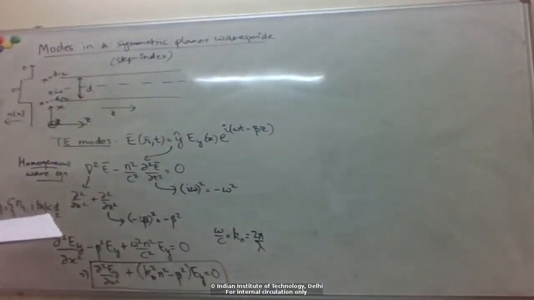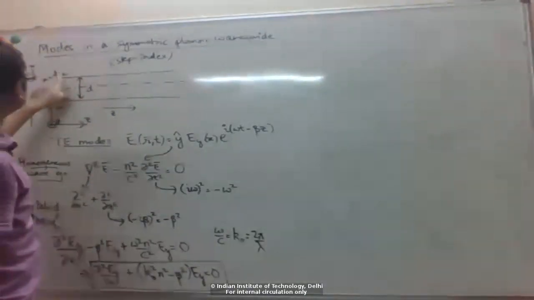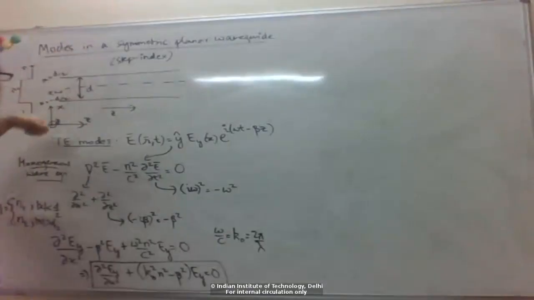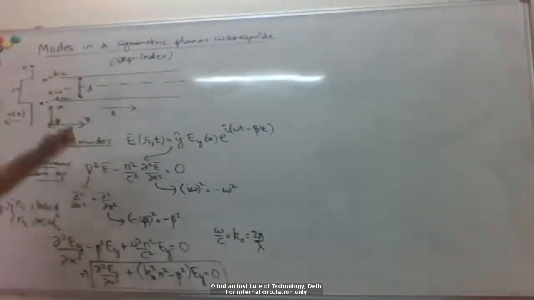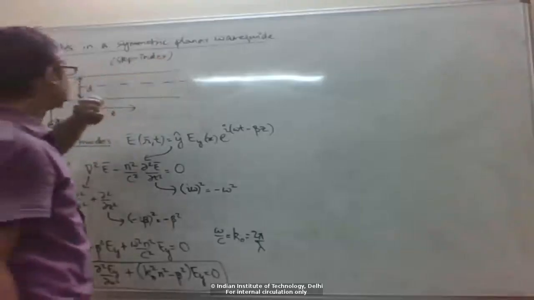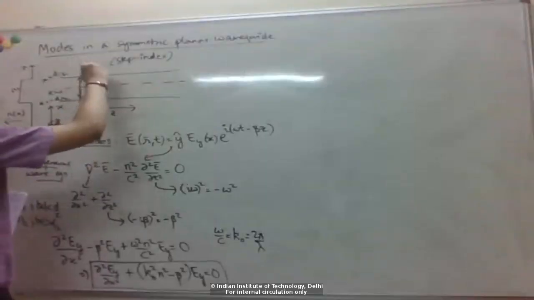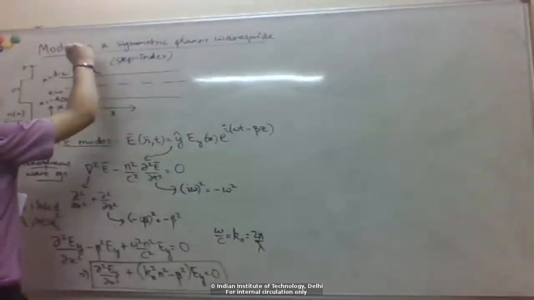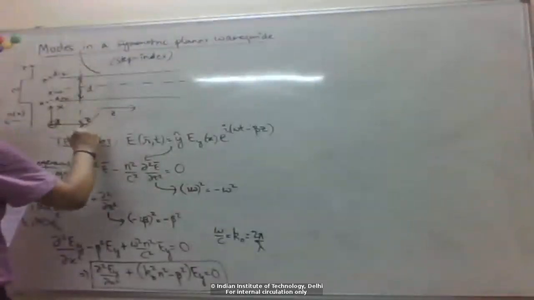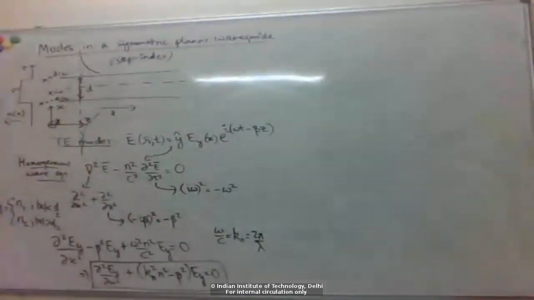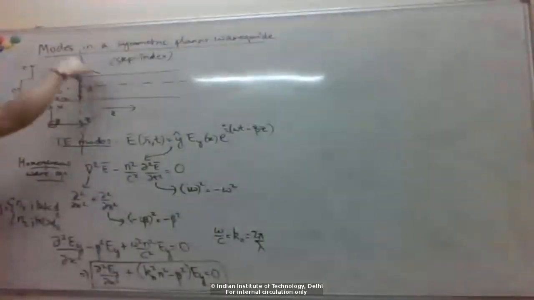Okay, so the first thing to see is the kind of solutions we want: as x goes to plus infinity or minus infinity, far away from the core, the field should eventually decay to 0. So we want some guided mode which has a finite field, and the physically relevant solution would be the ones which eventually decay to 0 far away from the core. So we want solutions which decay.